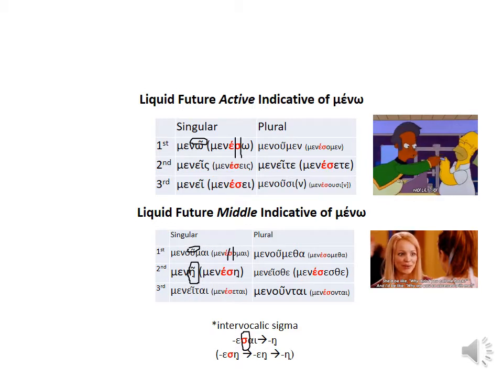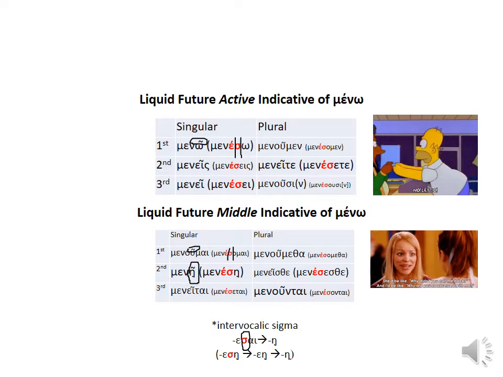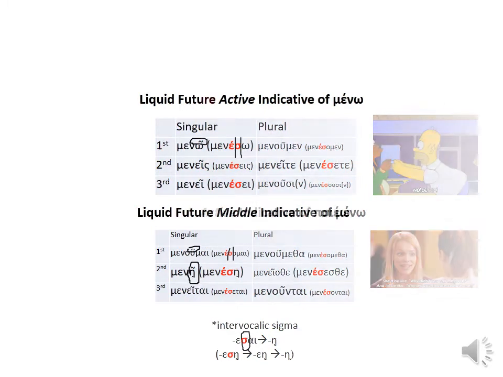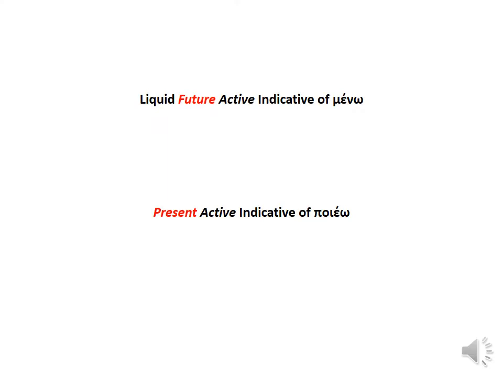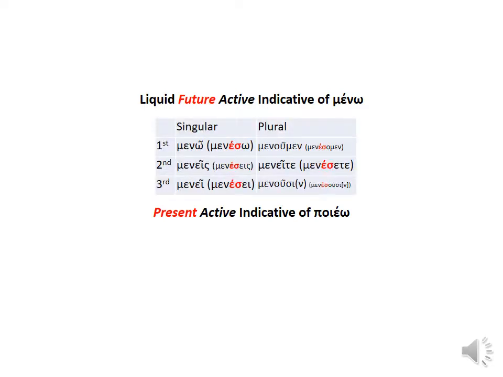Now again, if you look closely at this, if you're very astute, you'll notice an uncanny similarity to some other conjugations we've seen. Compare now the liquid future active indicative of μένω with the present active indicative of ποιέω, a contract verb. μενῶ, μενεῖς, μενεῖ, μενοῦμεν, μενεῖτε, μενοῦσιν.